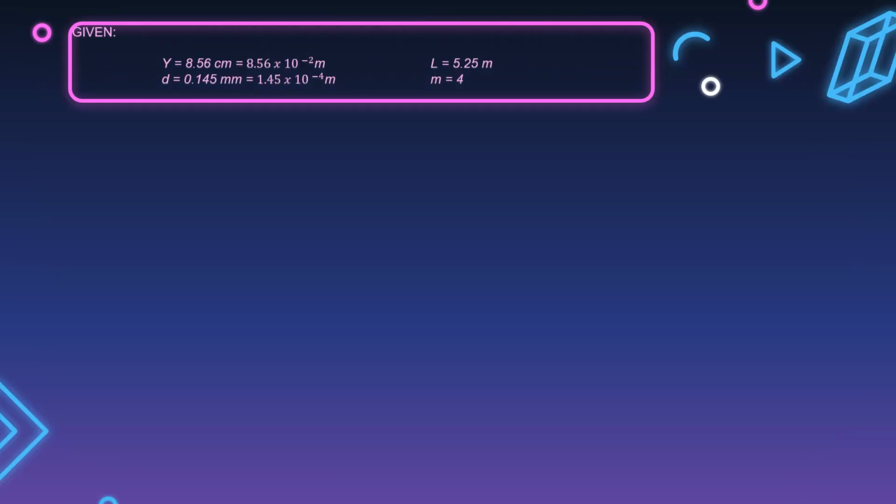First, let's identify all the givens in the problem. We have y as 8.56 times 10 raised to negative 2 meters. d is 1.45 times 10 raised to negative 4 meter. L is 5.25 meters and m is 4. Okay, so first let's derive the formula of wavelength using this formula, y is equal to m multiplied by wavelength multiplied by L all over d. So using that, derive the formula.